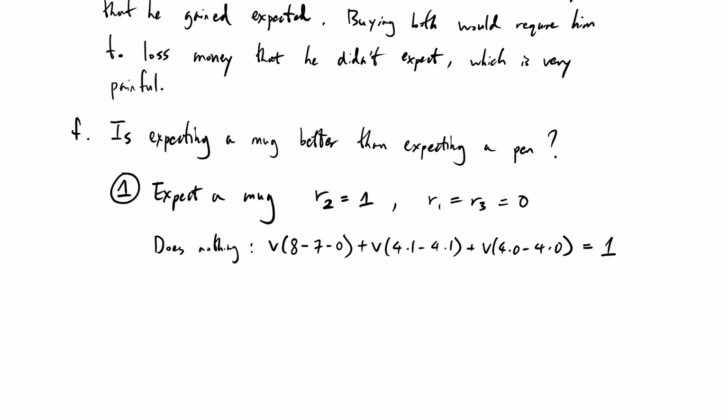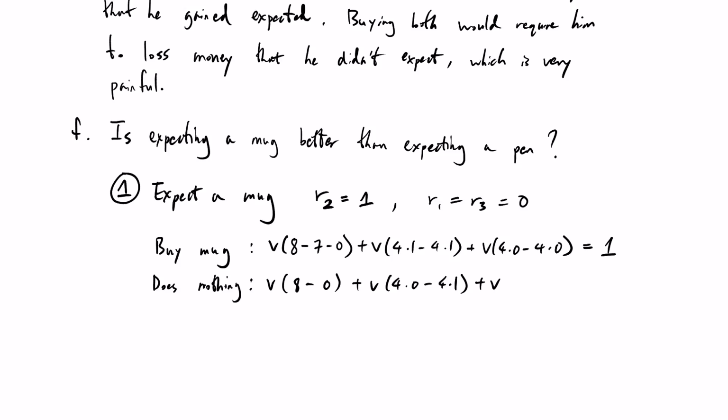Oh no, sorry. This is purchased. All right, sorry. I'm just going to erase and say this is buy mug. And if does nothing, it is V8 minus 0 plus not having a mug that is expected, and then not getting a pen that is not expected anyway. So that's going to be 0.